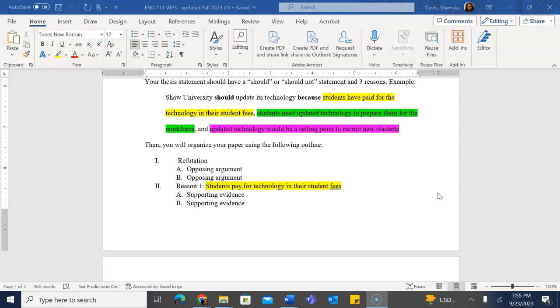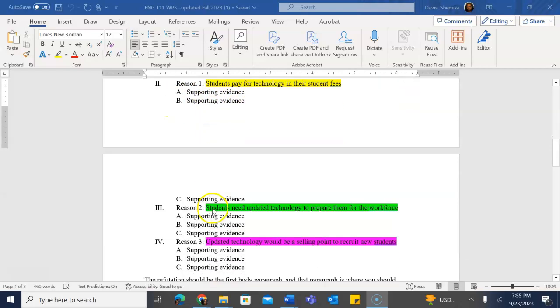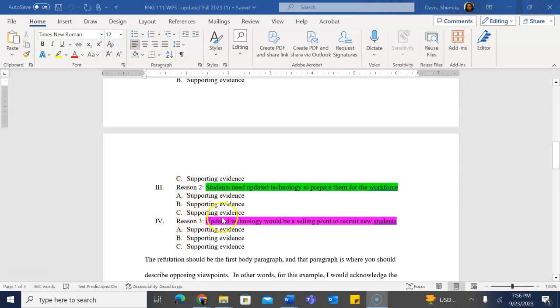The first body paragraph is going to be your refutation. So that's the Roman numeral I, right? Your second body paragraph, Roman numeral 2, right, is going to be your reason 1. Reason 1 being in yellow, students pay for technology in their student fees. And then you'll have your supporting pieces of evidence. And then you have reason 2, which is your Roman numeral 3, and then Roman numeral 4, which is your reason number 3, which is color-coded in purple.